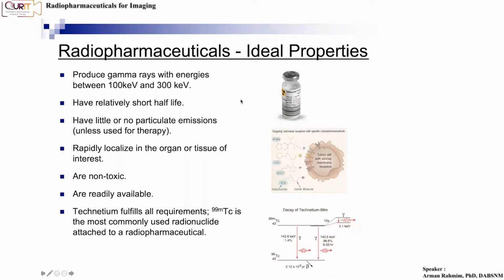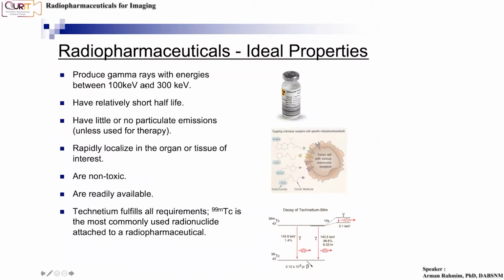And so a radiopharmaceutical has the following ideal properties. Again, we're talking about imaging radiopharmaceuticals here, that they produce gamma rays with energies between 100 to 300 kiloelectron volts. And the reason we don't want energies to be too low or too high is because if they're too low, as you will learn in a follow-up lecture by Carlos, the body tends to absorb and to scatter a lot of that. So a lot of it won't make it properly to the detectors.